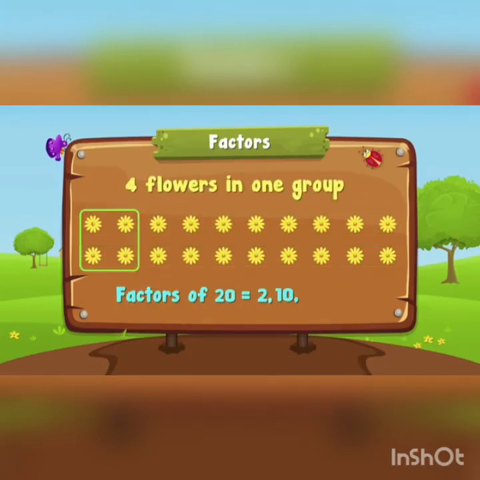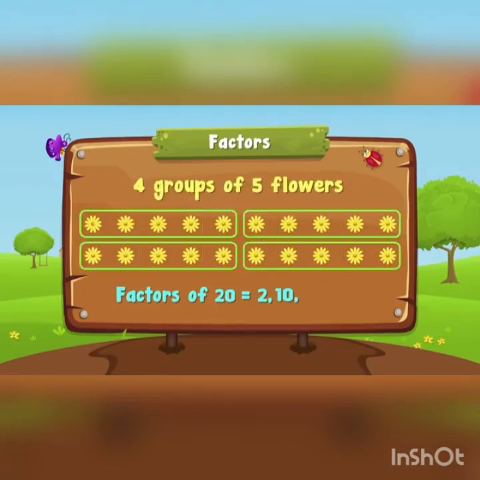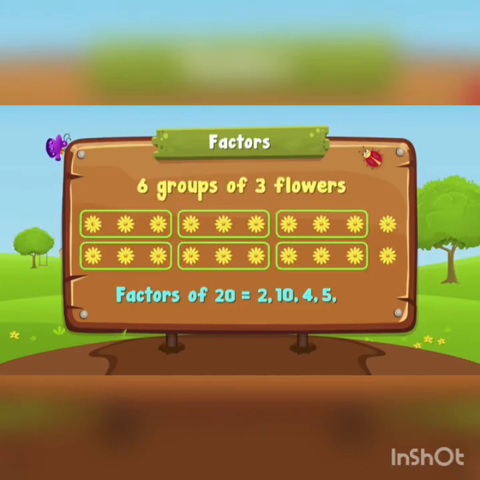Now put 4 flowers in one group. This way we can make 5 groups of 4 flowers each. Similarly, we can even make 4 groups of 5 flowers each. Hence, both 4 and 5 are factors of 20. Can we put 3 flowers in a group? Well, we will be able to make 6 groups of 3 flowers each, but 2 flowers will be left behind. Hence, 3 is not a factor of 20.